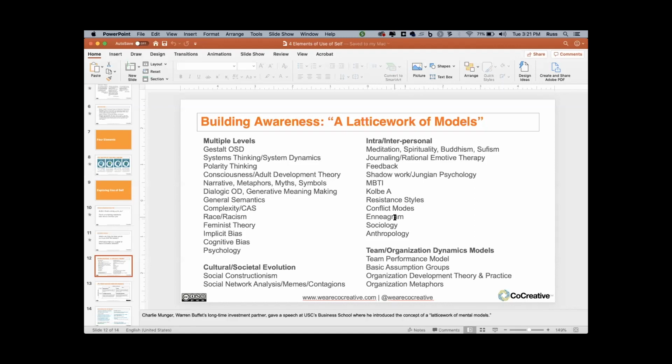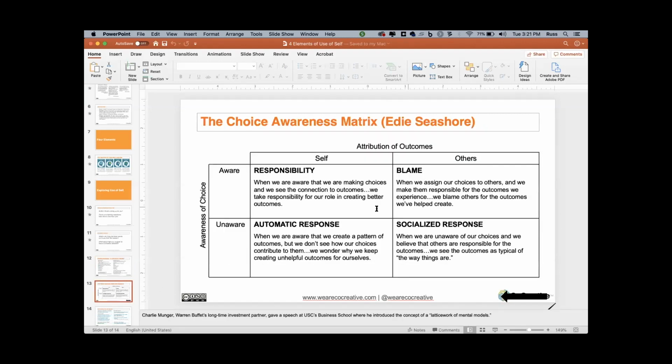Because there are really powerful lenses like power itself as a lens, or race. And if overused, and if used in every situation, they can also be distorting and unhelpful. And so we have resources here that relate to a variety of ways of seeing a system and gathering information and making sense of what's happening there. But I wanted to call out one in particular that some of us are familiar with from Edie Seashore, who was a pioneer in the field of organization development.